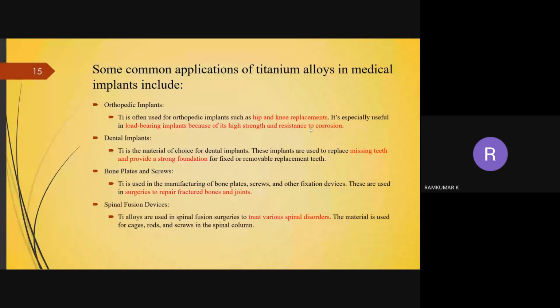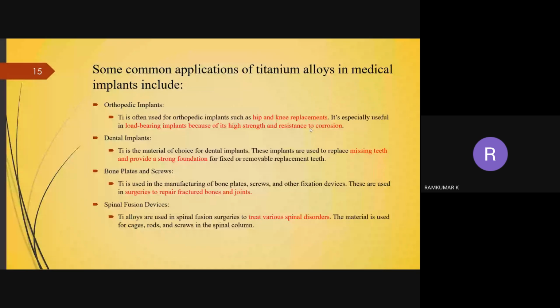Now we are going to see some common applications of titanium alloys in medical implants. The first one is orthopedic implants. The titanium alloys are used for hip and knee replacements, especially load-bearing implants, since it has high strength and more resistance to corrosion. The next one is dental implants. In dental implants, it is a better choice. It replaces missing teeth, and it provides a strong foundation.